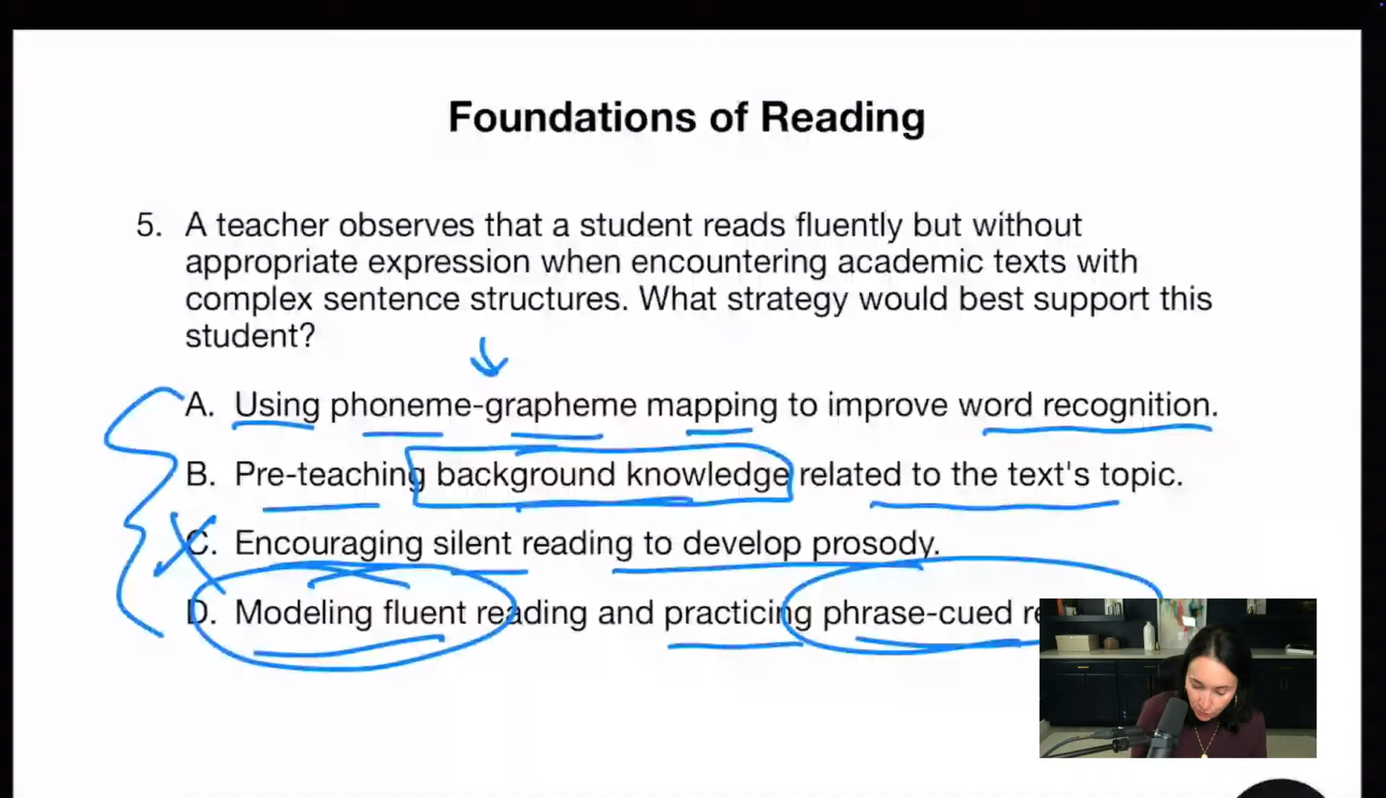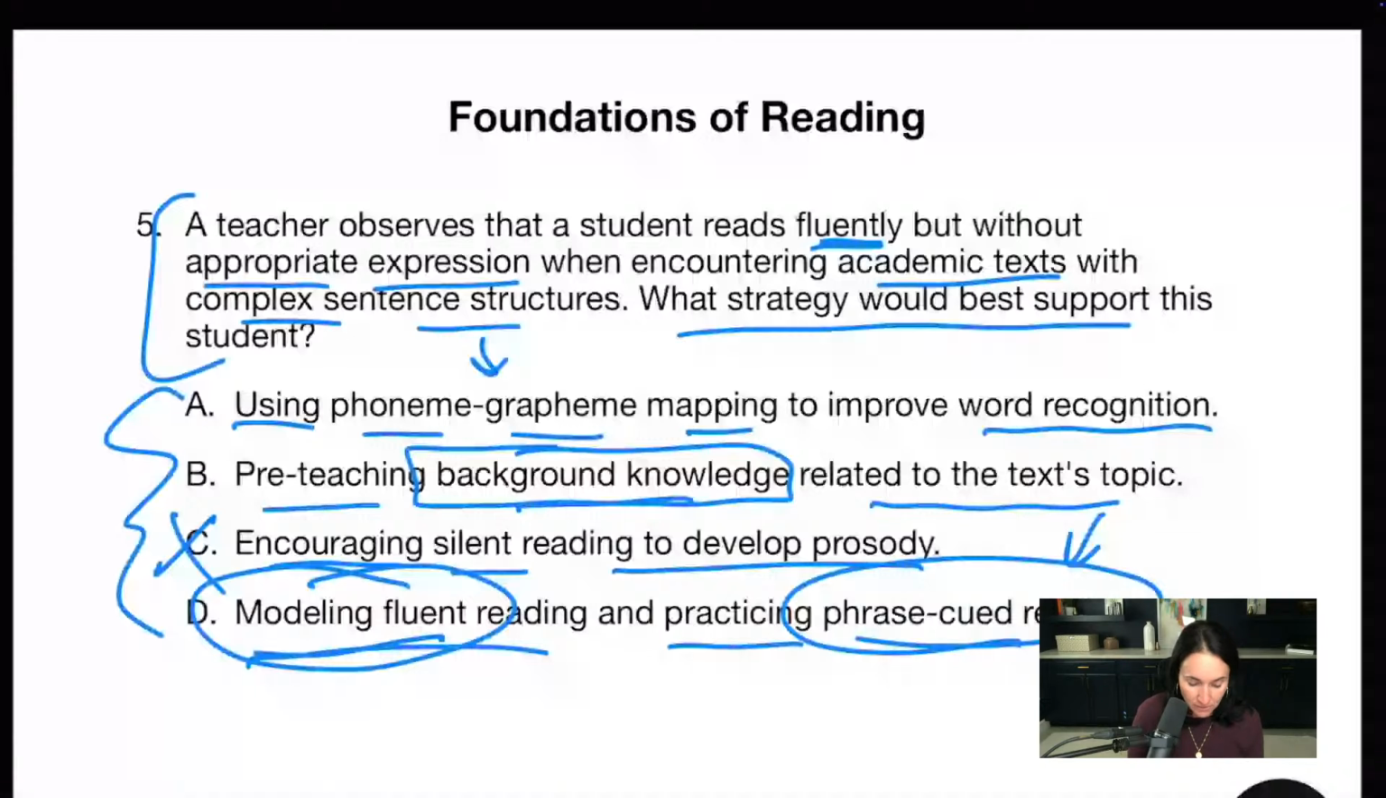And phrase cued reading is all about prosody because you take little phrases out and you read it phrase by phrase. This has got all the good words for fluency. Let's see what the question says here. A teacher observes a student reads fluently, but without appropriate expression when encountering academic texts with complex sentence structures. What strategy would best support this?